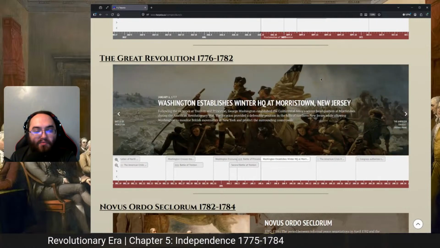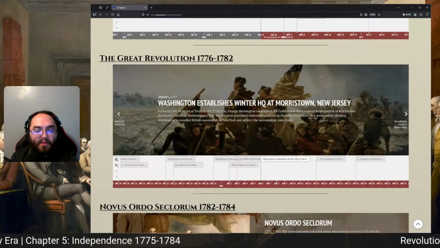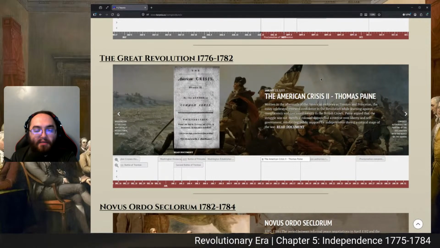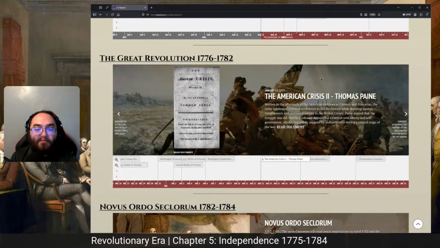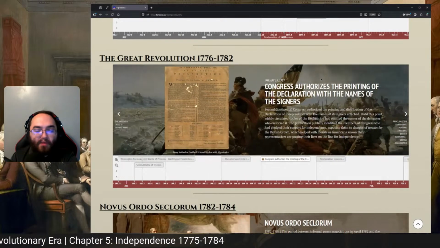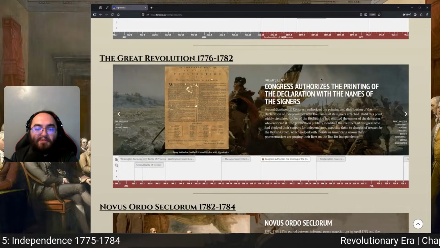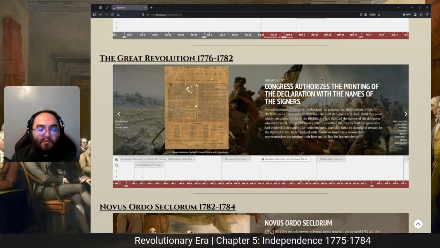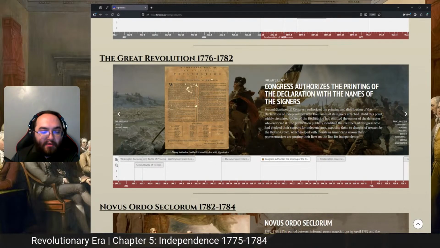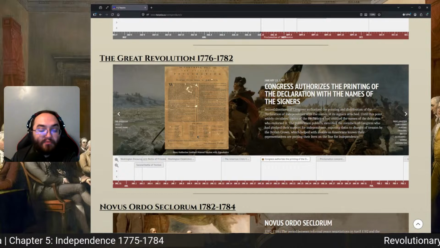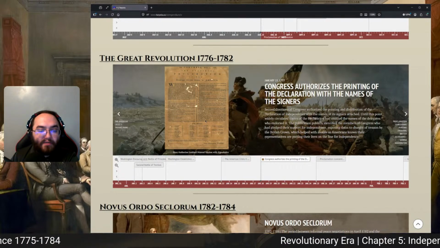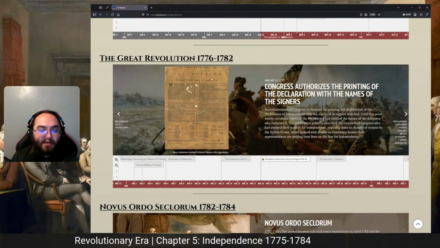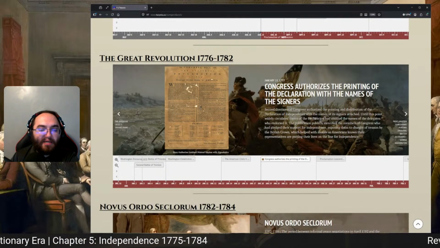Now, Washington establishes winter quarters at Morristown, New Jersey, in order to keep an eye on Howe. Thomas Paine will write The American Crisis #2, talking about the victories at Trenton and Princeton. Congress will authorize the printing of the Declaration with the names of the signers, and so the Second Continental Congress will publish this. This is the Mary Catherine Goddard printed version of the Declaration of Independence with the signatories at the bottom. So this is the first time that the names are actually seen with the text.